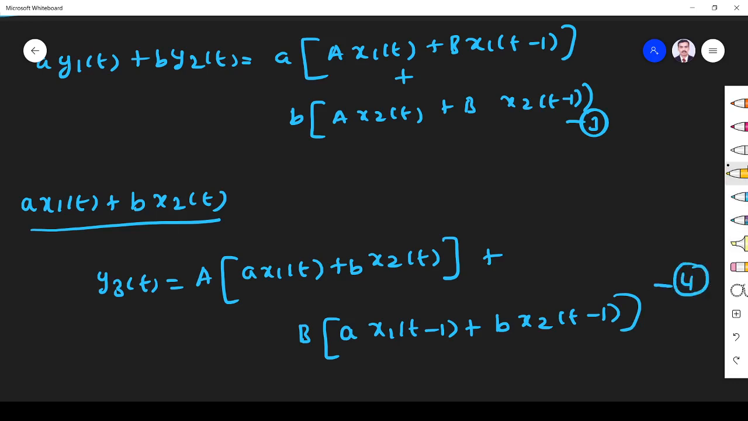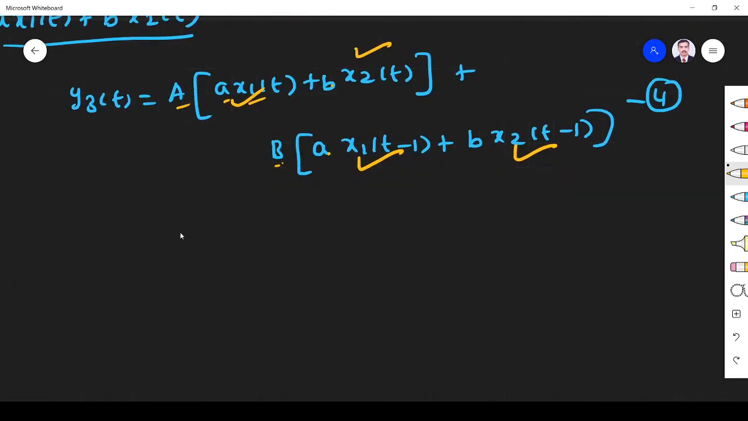Let us see. Right? So first one, you see this is a x1 of t. So a x1 of t is present. Next a b x1 of t minus 1. You see a b x1 of t minus 1. Okay. Next you see b a x2 of t. Right. So b a x2 of t is okay. Next b x2 of t minus 1. So b x2 of t minus 1. So 3 is equal to 4. So it is a linear system. 3 is equal to 4, therefore it is a linear system.